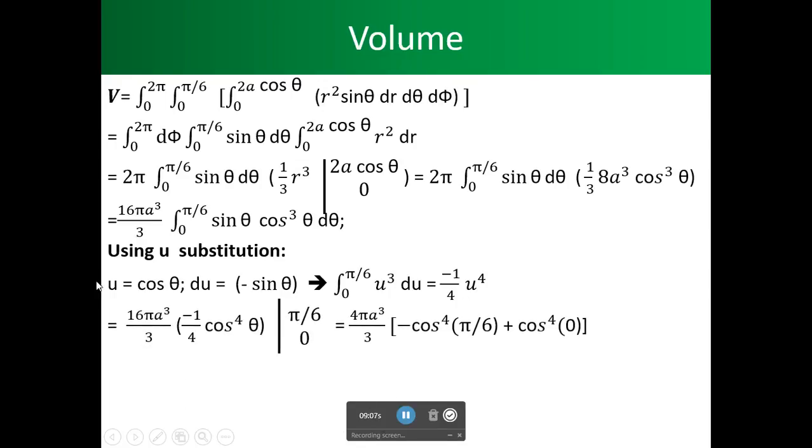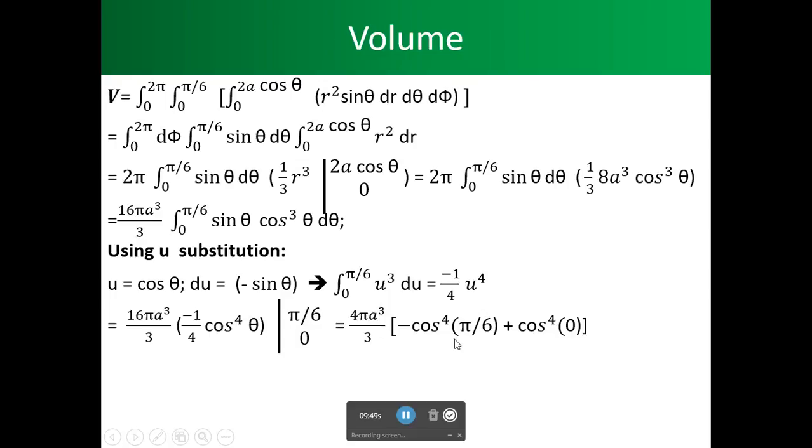And so we keep out our 16 pi a cubed over 3. And we have here our minus 1/4 times the cosine raised to the 4th power from 0 to pi over 6. And the 4 and the 16 will cancel out. That'll give us 4 pi a cubed over 3.